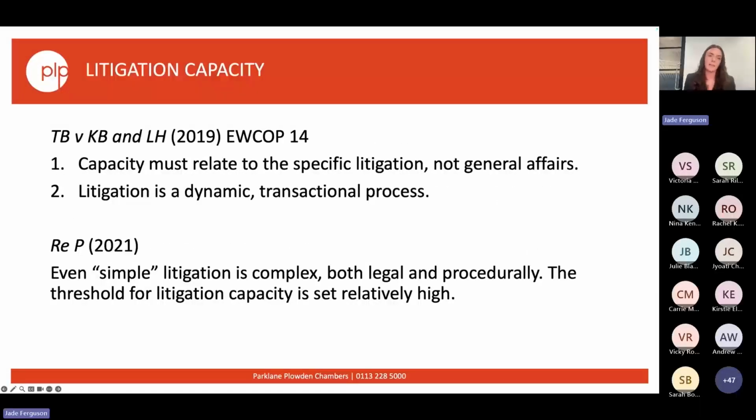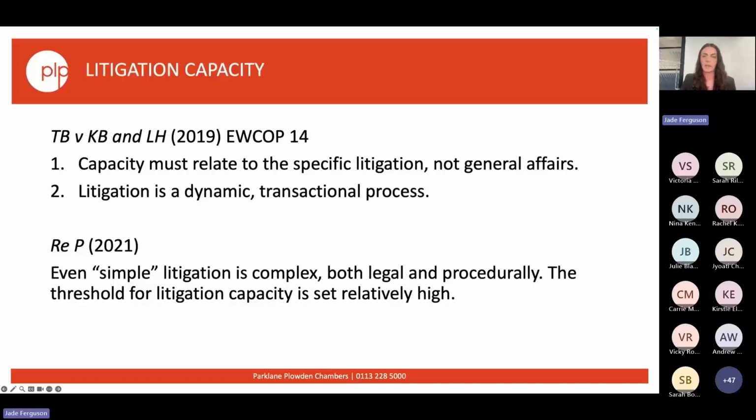Now, that case was refined over the years by quite a few cases, but some of the most important is the case of TB, where 2 points were emphasised by the court. That's firstly that capacity relates to the specific litigation. We're not talking about someone's general ability to grasp broader affairs or legal concepts in general. The assessment must focus on that particular claim.